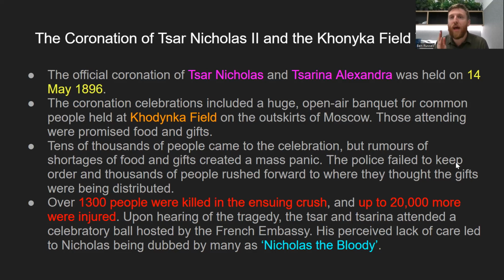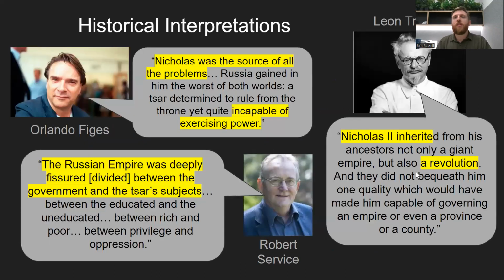So as our area of study begins, the Tsar is already on the back foot, because he is, first of all, not prepared to be the Tsar, as he said himself. And secondly, he allowed this enormous tragedy to take place. Let's have a look at some historical interpretations of the Russian Empire and of Tsar Nicholas. Orlando Figes is a historian who wrote The People's Tragedy, which is a very comprehensive book on the Russian Revolution.